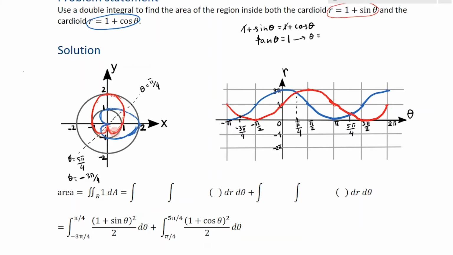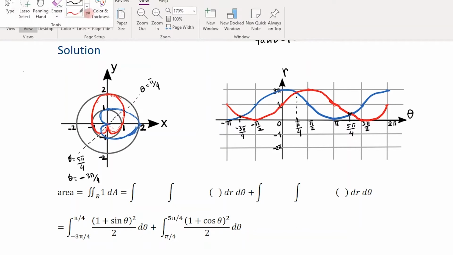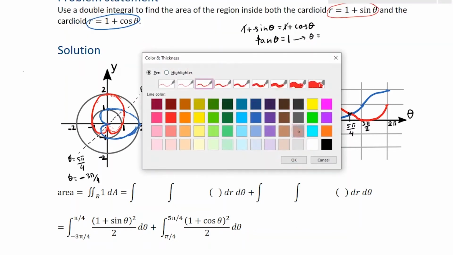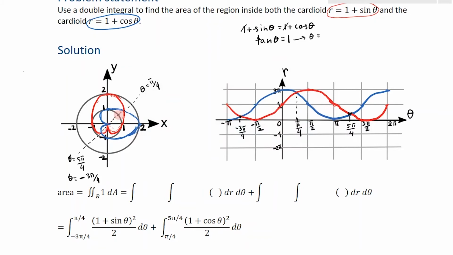That's what we want. Okay, now what are we actually trying to find? We want the area inside both of these cardioids. That would be this area. Now, what does this correspond to?